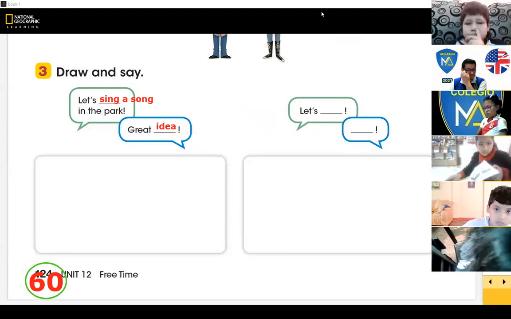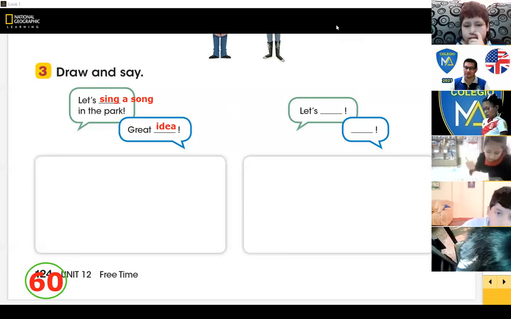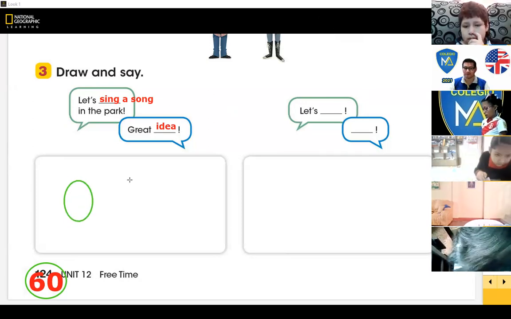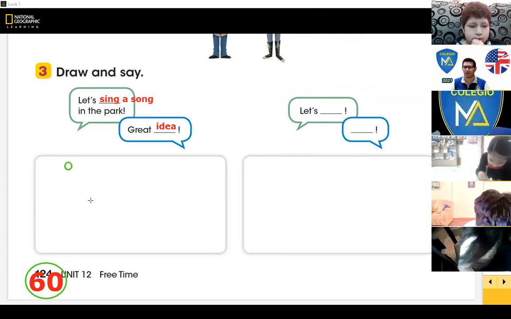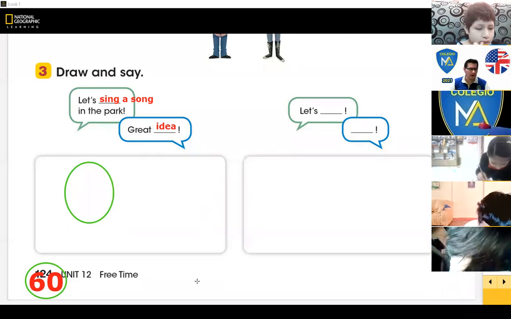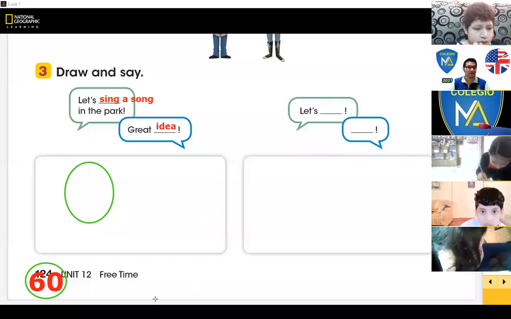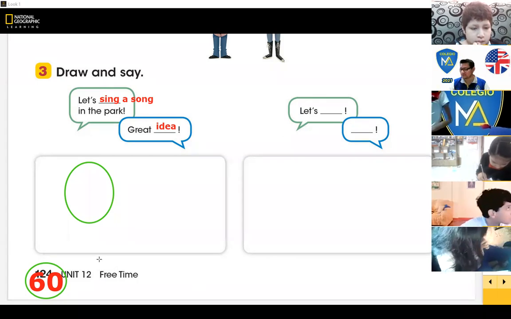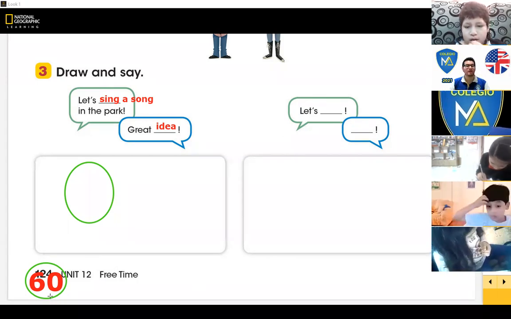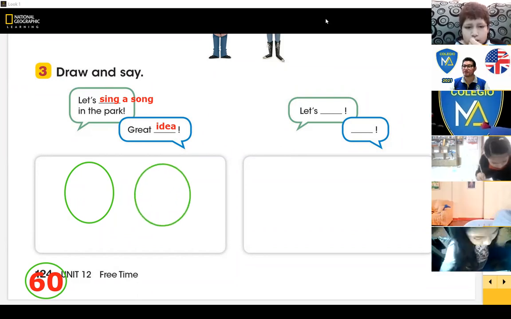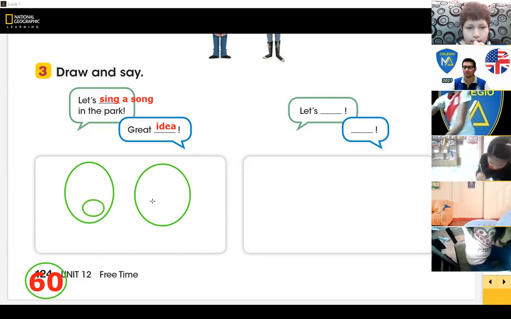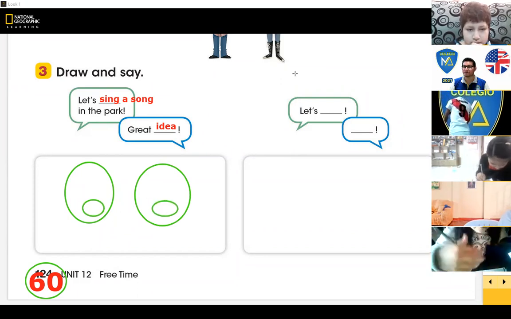That is, you singing. Then you are going to draw here. And we can put something else. Yes, you can put your own example. Let's play soccer, let's paint a picture, as they told me over there. Let's paint a picture. Let's play soccer. Let's make a cake, etc. But in this case, I'm going to draw this. Let's sing a song.